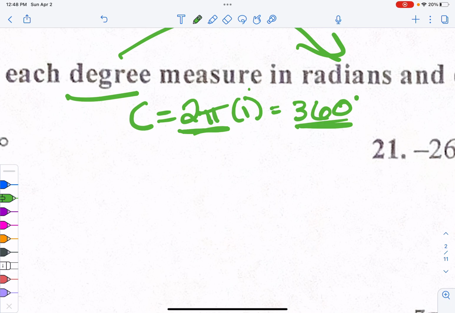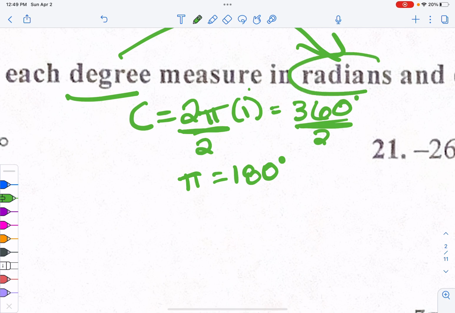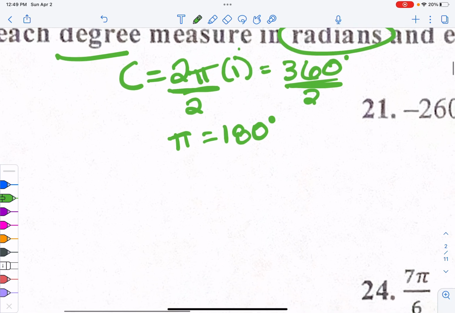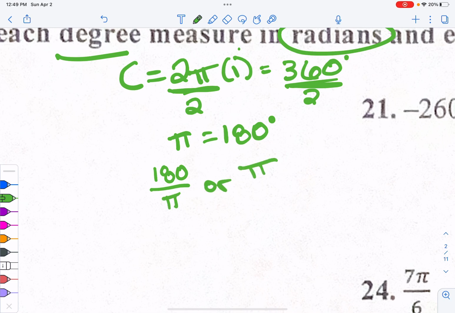But if that's the case, I can divide by 2, and we know that pi is equal to 180 degrees, right? So going around the circle, 180 degrees, or half of the circle, is equivalent to pi in radians. Okay, so that's where they get the conversion. When you're converting between one or the other, you're either going to use 180 over pi or pi over 180, because those two things are equivalent to each other, and that's how we do the conversion.